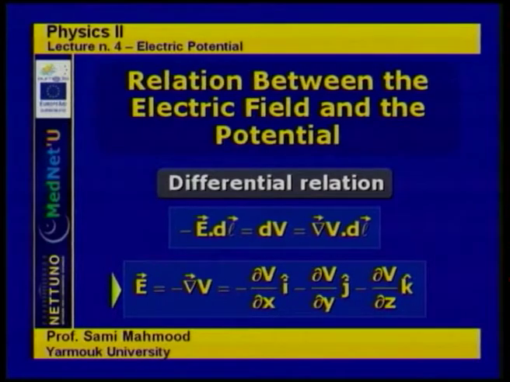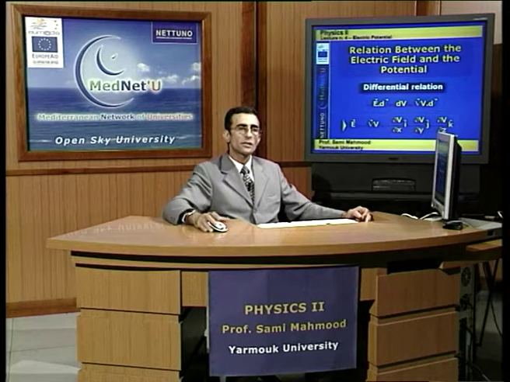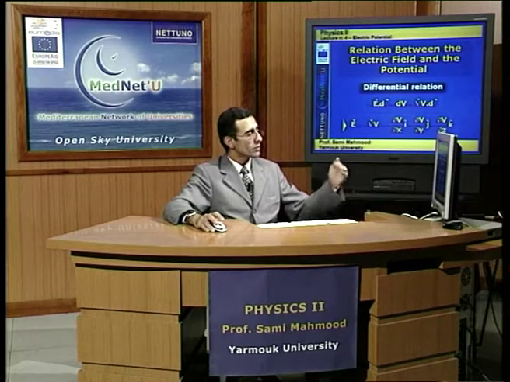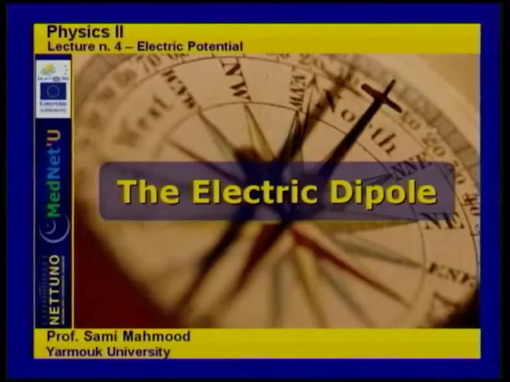gradient previously, is equal to dV by dx in the direction i hat, or in the x direction, minus dV by dy in the y direction, minus dV by dz in the z direction, or k hat. Thus, E is equal to minus gradient V. This is the differential form of the relation between the electric field and the electric potential. And now let's consider an application to the previous definitions of the electric potential due to a charge distribution.